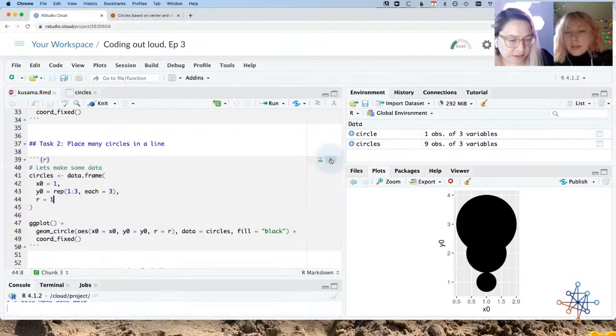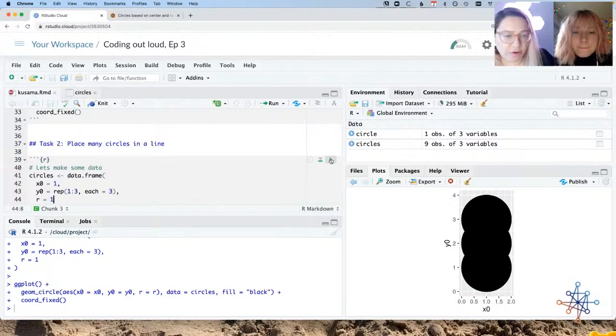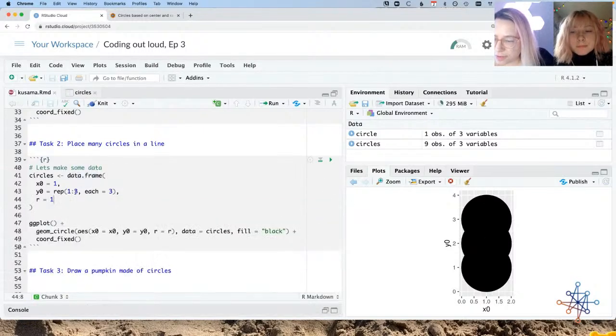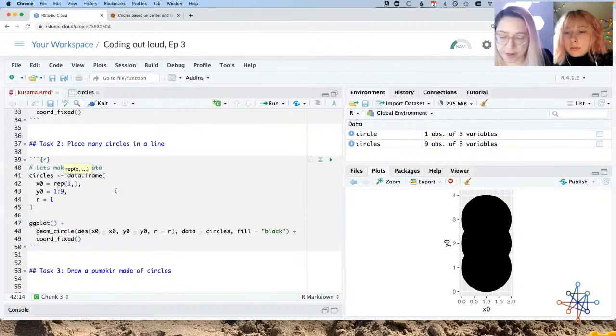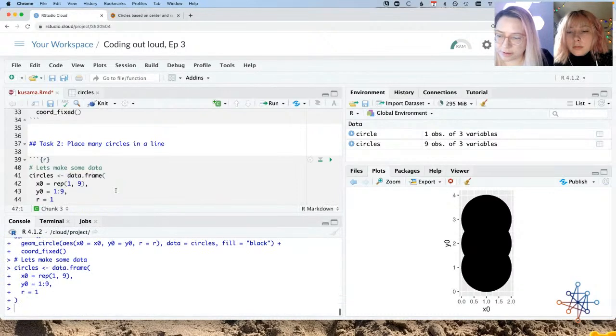So let's try this. I think this has 9 observations, but it's overlapping them because we have the same x coordinate for all of them. So I am just going to make 3 circles to begin with. Or maybe we can do 9 circles, fine, there's quite a few in a row. Oh no, rep 1 9 times.